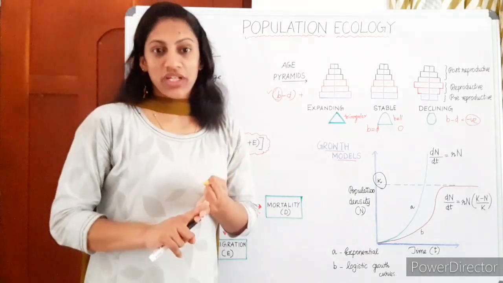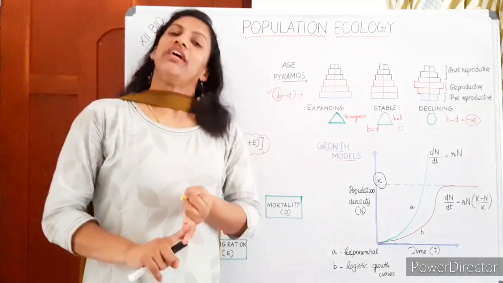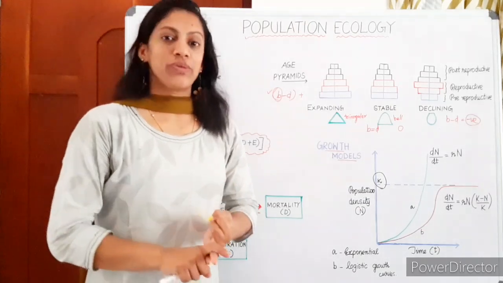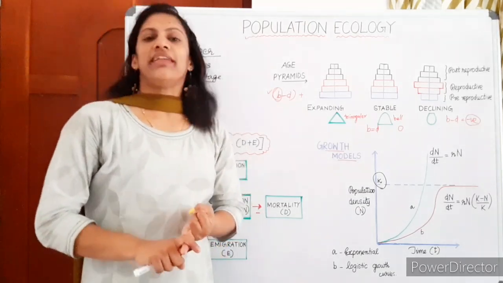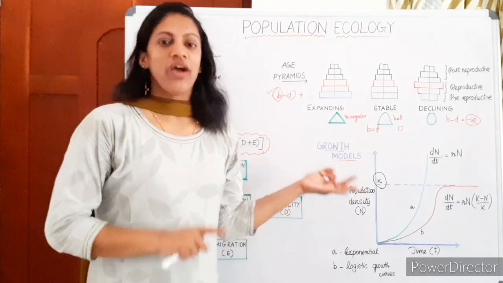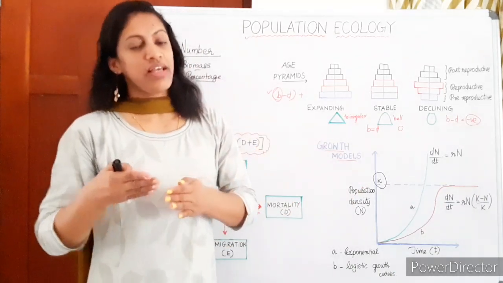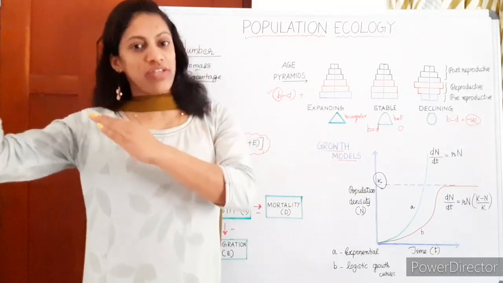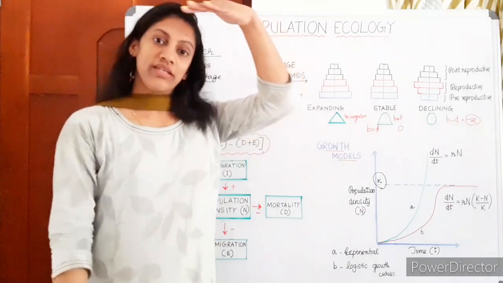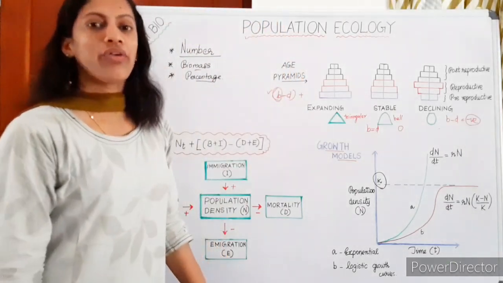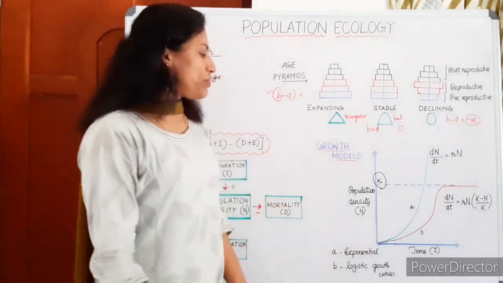And the J-shaped growth curve is rare in nature. It occurs only when the resources are unlimited. And the realistic model is S-shaped, where there is initially a lag phase, then the exponential phase, then the stationary phase. Stationary phase at carrying capacity. Okay, then that's about the growth models.